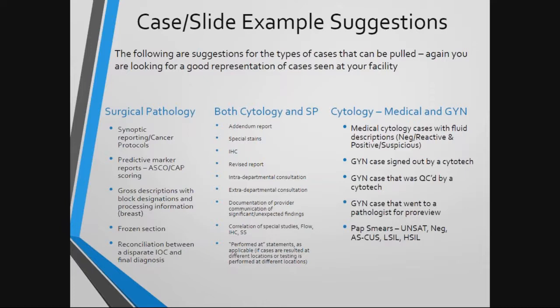For both cytology and surgical pathology, cases with the following items are good examples to pull. If you have addendum or supplemental reports, whichever you call them. Anything with special stains. So generally I will try to pull a couple of cytology cases with special stains and then surgical path with special stains. Same thing for IHC. I'll try to do a little bit of both.